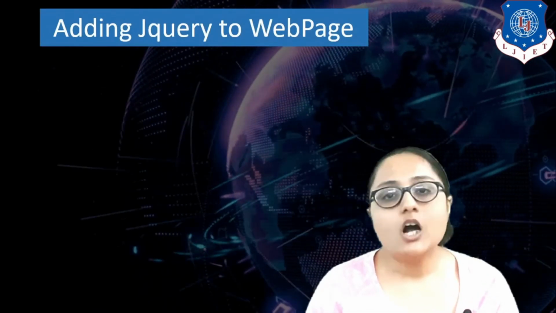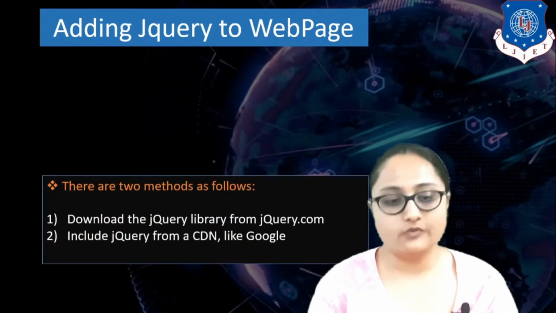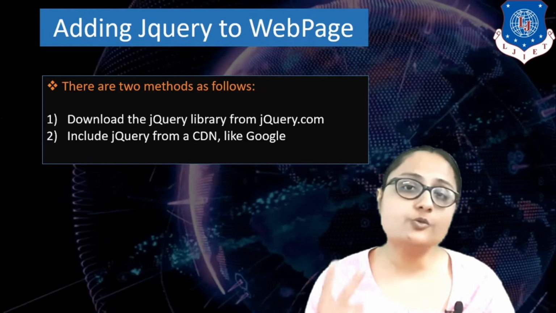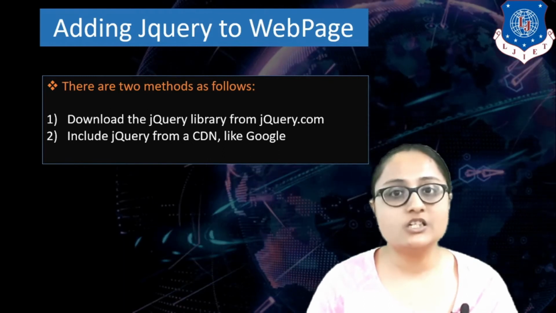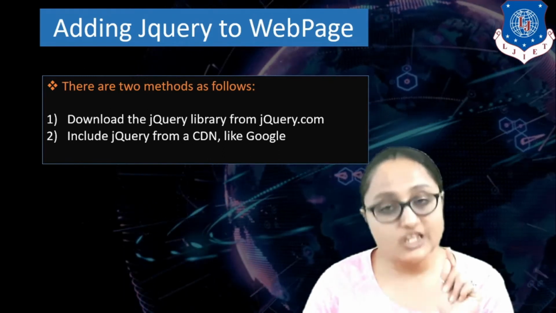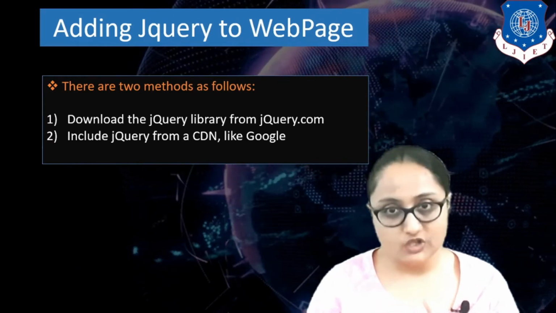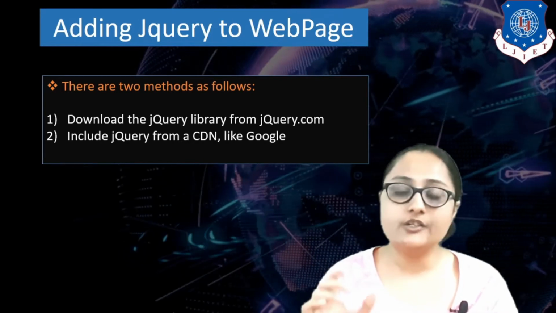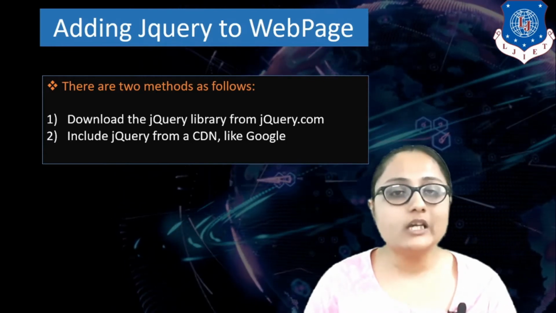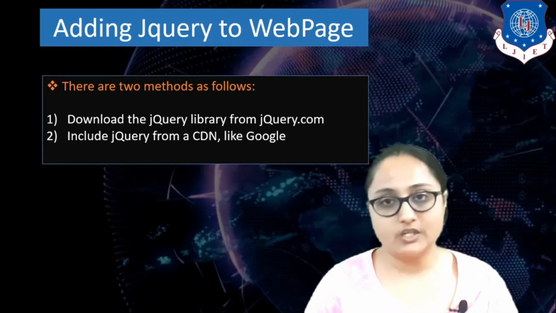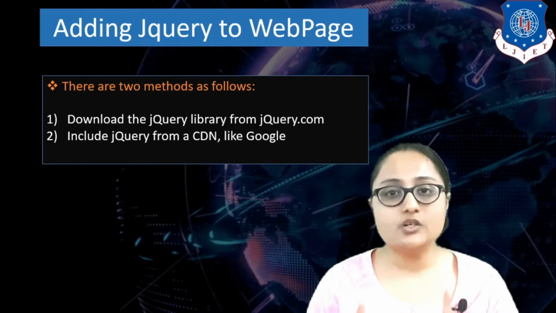Now you may wonder how to use this jQuery. You have to add jQuery to your web page. How can you do so? There are two methods of using jQuery inside your HTML web page. The first one is to download the jQuery library file from jQuery.com. Go to Google, type jQuery.com, you will get a site, download the latest version of the jQuery library, and you can include that file inside your script tag and you are good to go. It means you can write the jQuery code. So this is the first method.